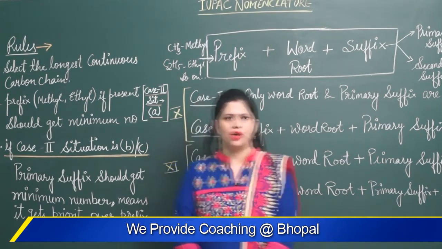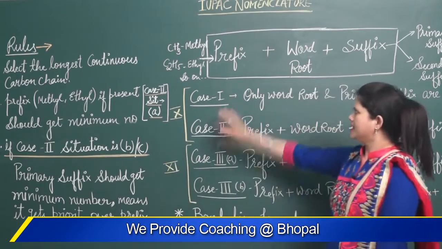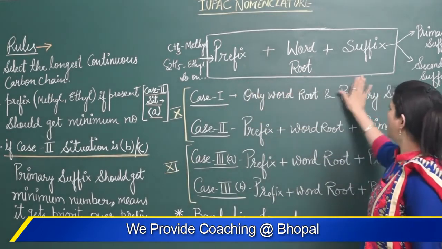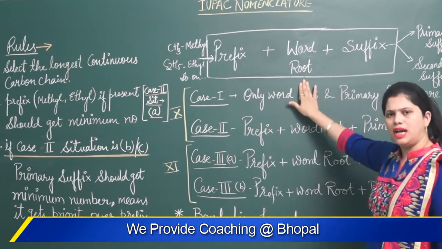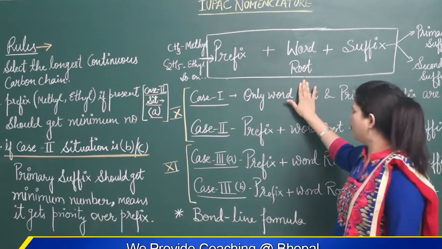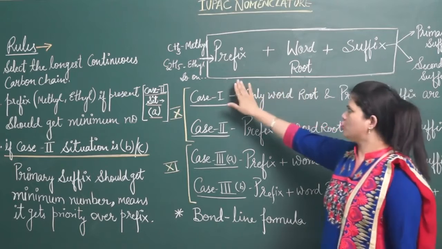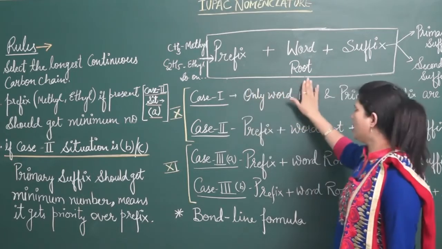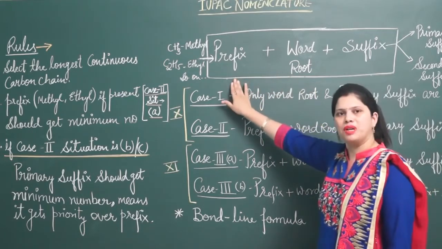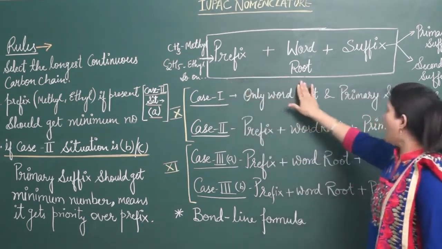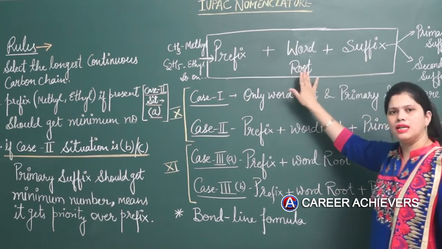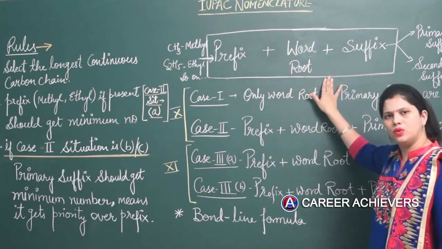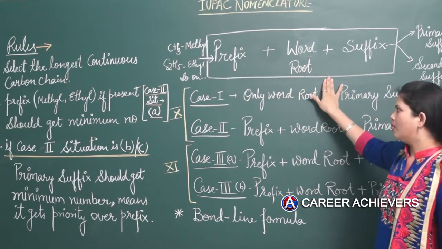So getting back to the topic in continuation, as in the last video I had given this formula and this is already clear to you. Firstly, we will have to write the word root which denotes the number of carbon atoms. Before it the prefix has to be written, and after it the suffix has to be written. So whatever is coming in the sequence in this formula, that sequence only has to be followed, right?